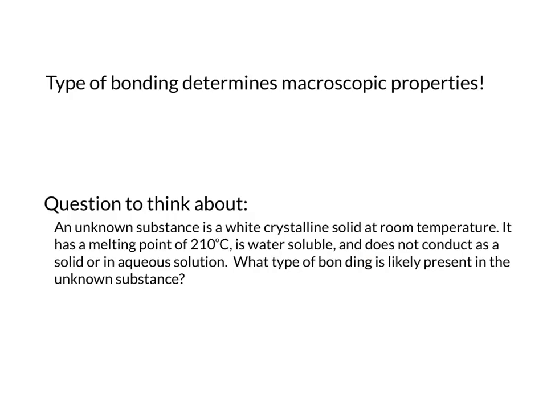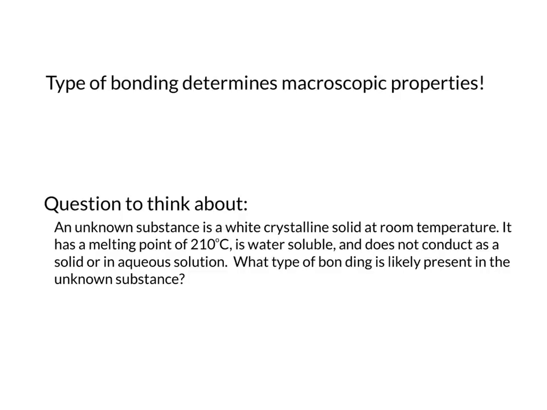So when we look at this, and I know that we went through this pretty quickly, the type of bonding that is present determines the macroscopic properties. The properties that we can see are determined by the type and the nature of the bonding that is present on an atomic level, on a molecular level. So we can use the macroscopic properties to predict something about the bonding, and the bonding to predict something about the macroscopic properties.